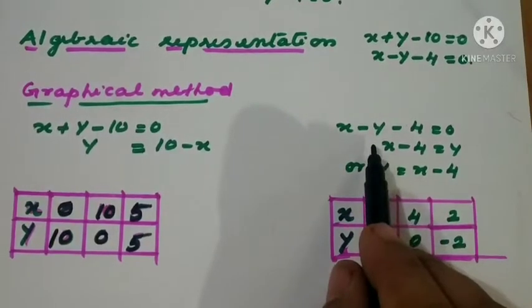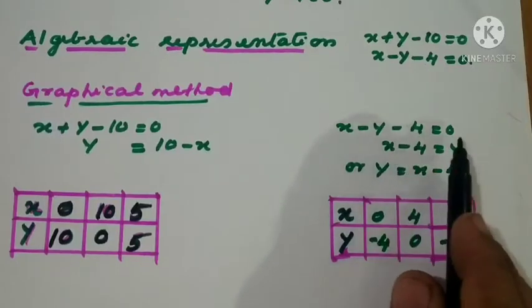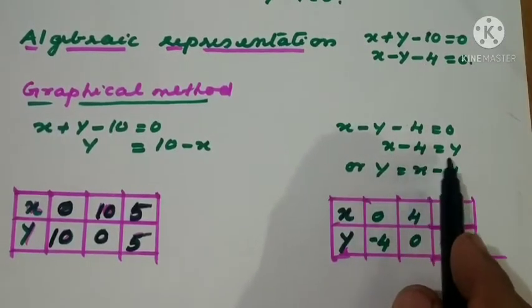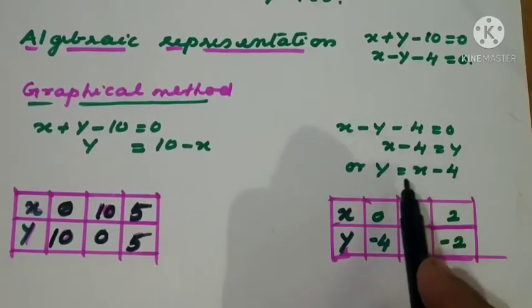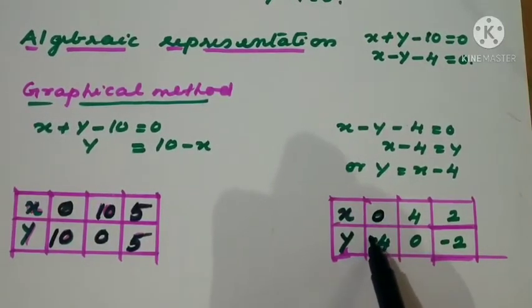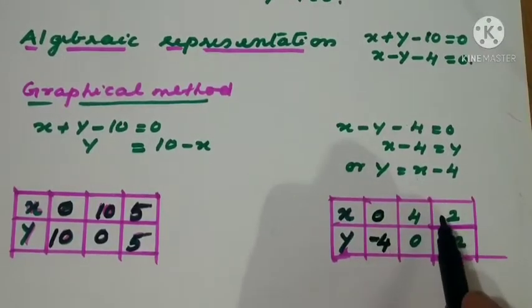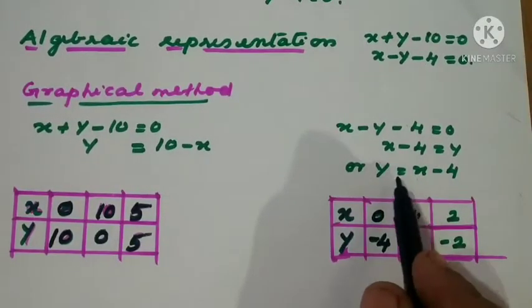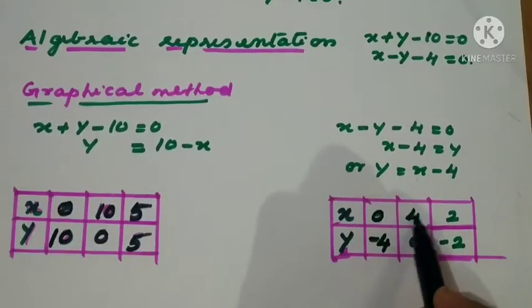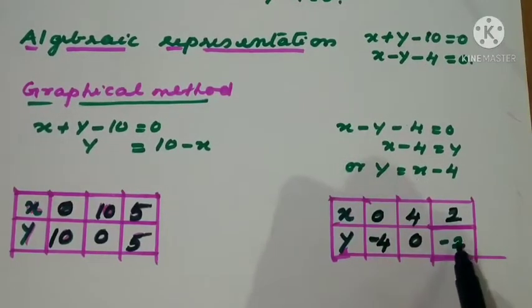Similarly, for the second equation we should find the solutions. x minus y minus 4 equal to 0, that is x minus 4 equal to y, or we can say y equal to x minus 4. So when x equal to 0, y equal to minus 4, and then x equal to 4, y will be 0. Then 2 I am putting, so the other value is equal to minus 2.